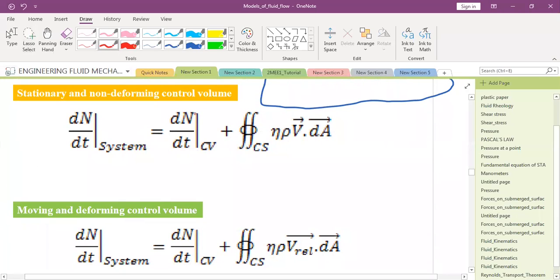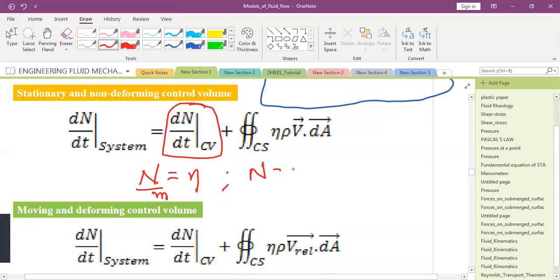Now what is N? Generally, you know that n upon m is equal to small n. So what does that mean? N can be written as n into m, and this can also be written as n rho dV. Any doubts to anyone?